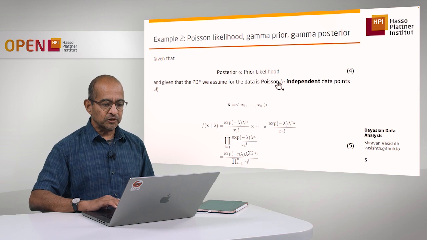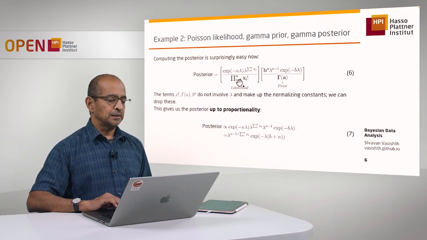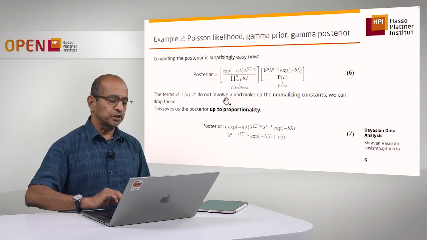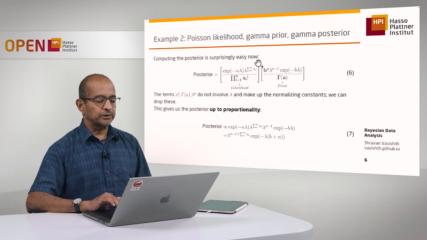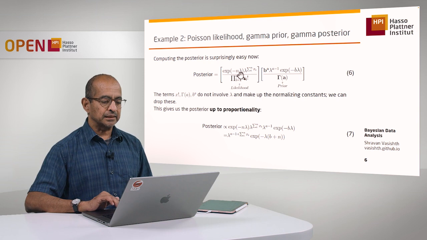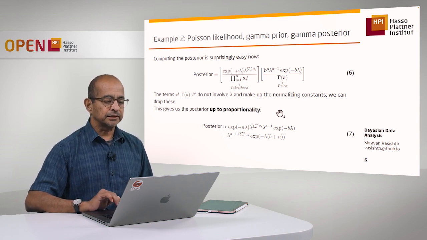Why do I need it? Because I'm going to plug it in here and multiply it with the prior on lambda. So let's take a look at how we do that now. This is going to be surprisingly easy because here I have my likelihood. This is just what I computed a few seconds ago, exponential minus n lambda times lambda to the power of sum of x. This is the denominator here.